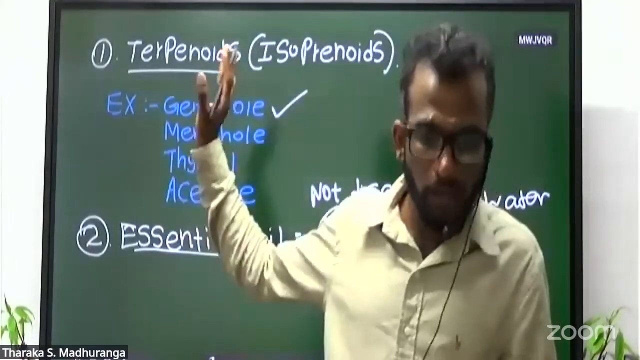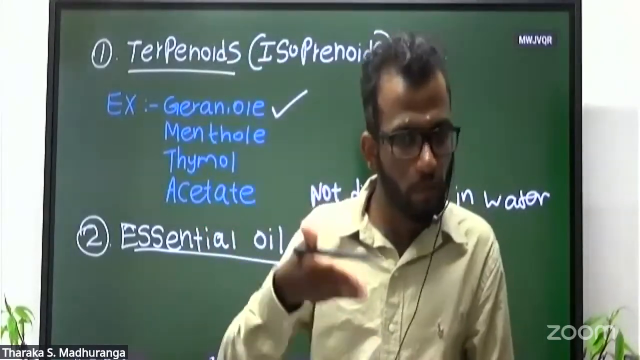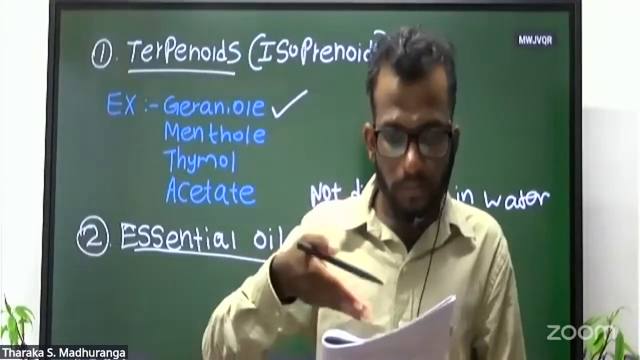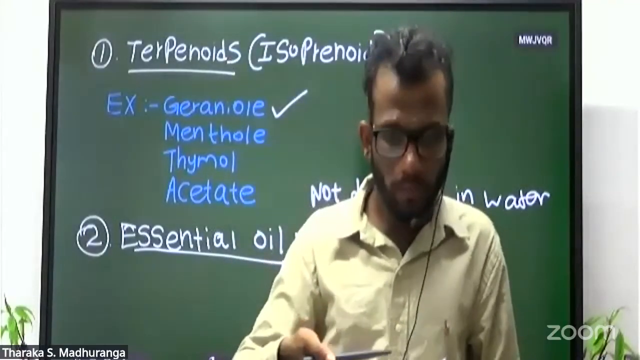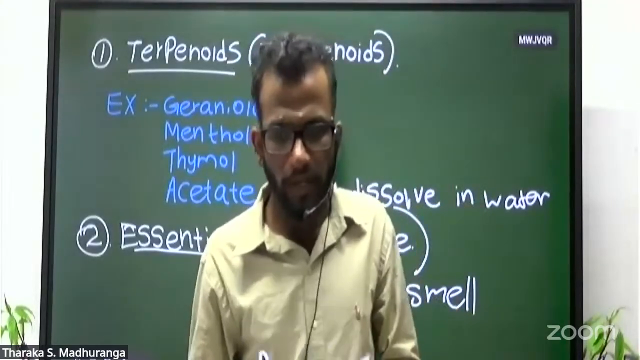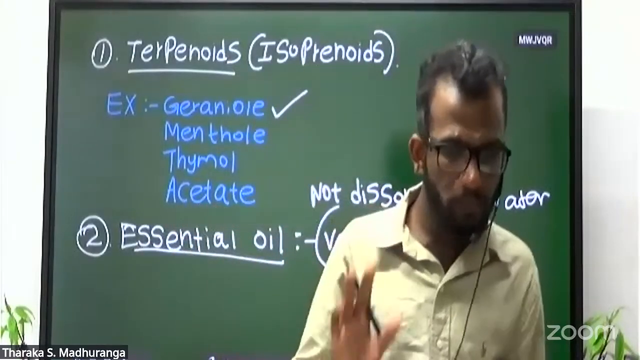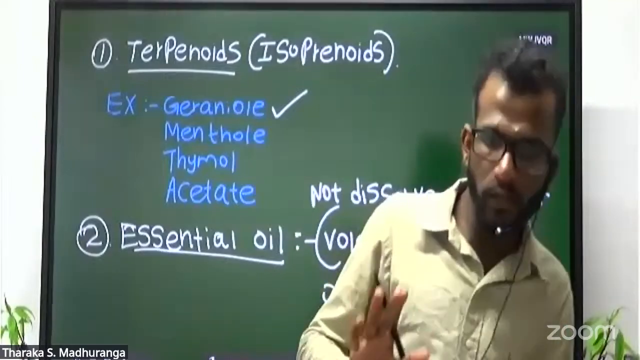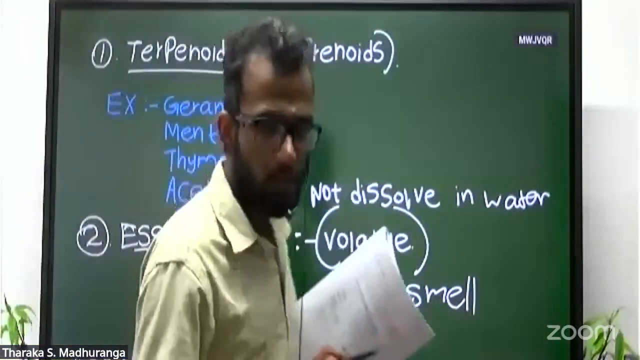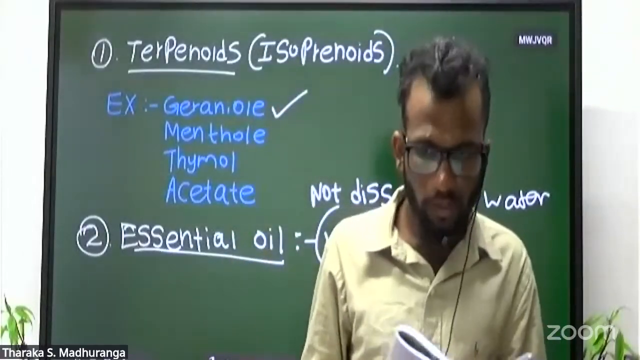Then you can find in this table 10 examples for essential oil and 10 examples for terpenoids as well. Get the full idea on this lesson, then you can get full marks for the questions. We can discuss every past paper question as well, then you can get 100 marks. That means the essay question, 70.5 maximum marks in the essay question.